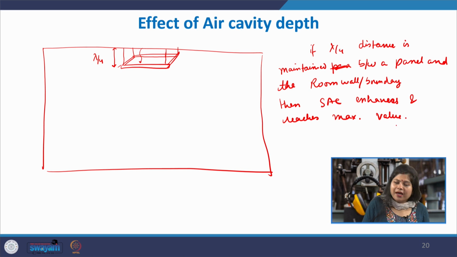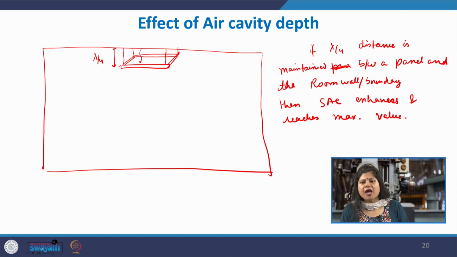Why? Because at this point the sound waves will hit the panel with the maximum acoustic velocity, and whatever phenomena we were discussing for absorption will get further enhanced, because the higher the velocity with which they hit the panel, the more energy gets used up in vibrating the panel, and the more energy gets used up in going into the absorber filling and getting dissipated as heat.